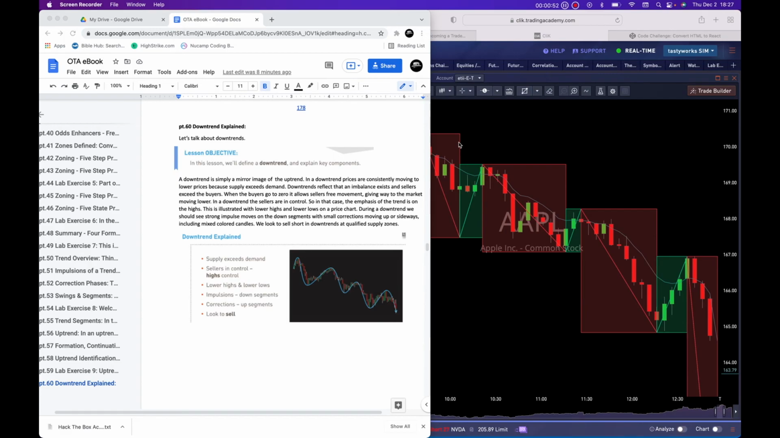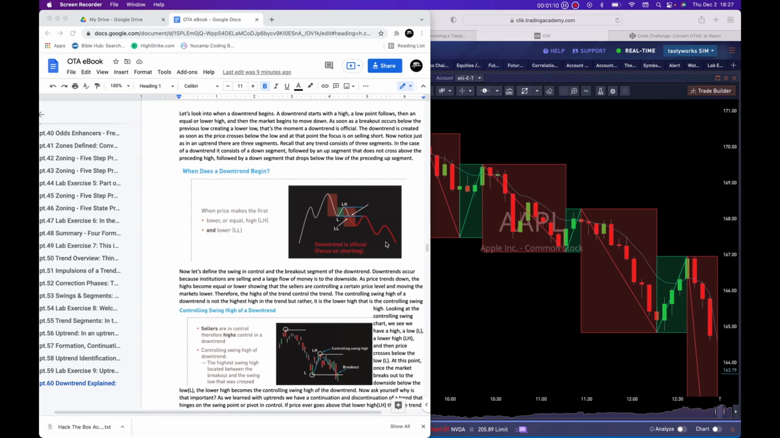During a downtrend, we should see strong impulse moves on the down segments with small corrections moving up or sideways, which include mixed colored candles. In a downtrend, we look to sell short at qualified supply zones.